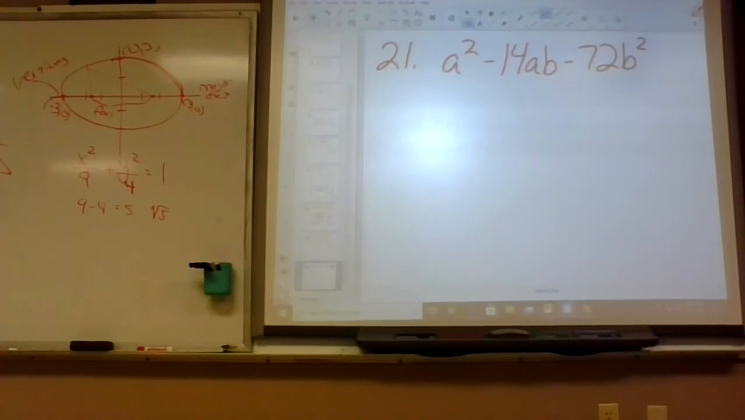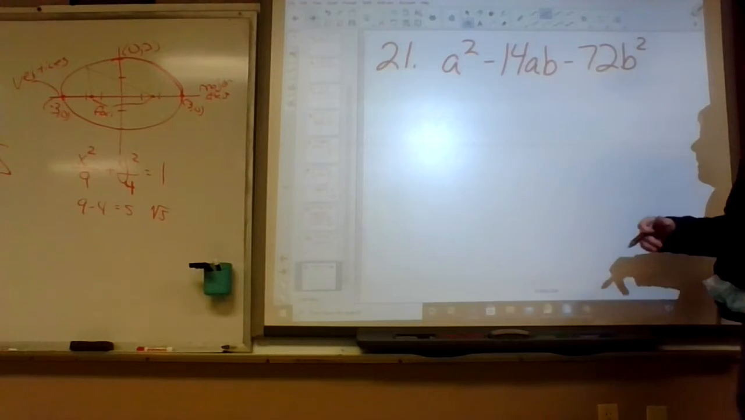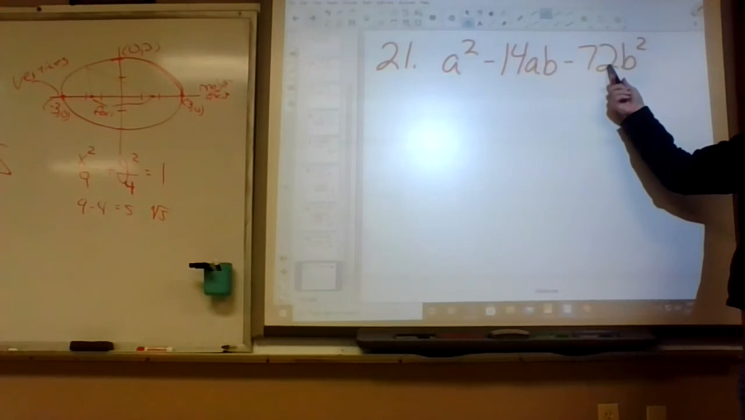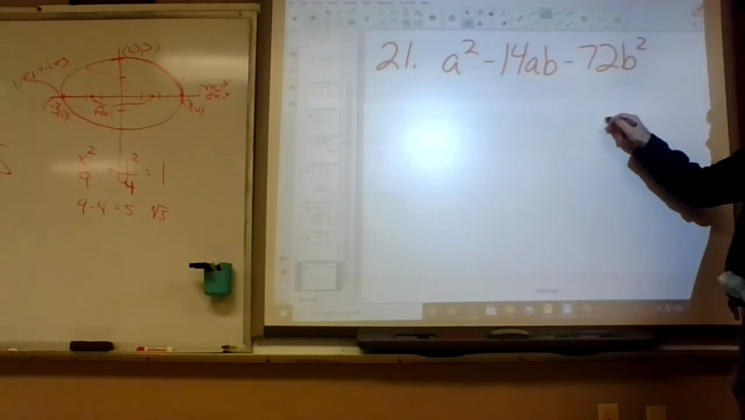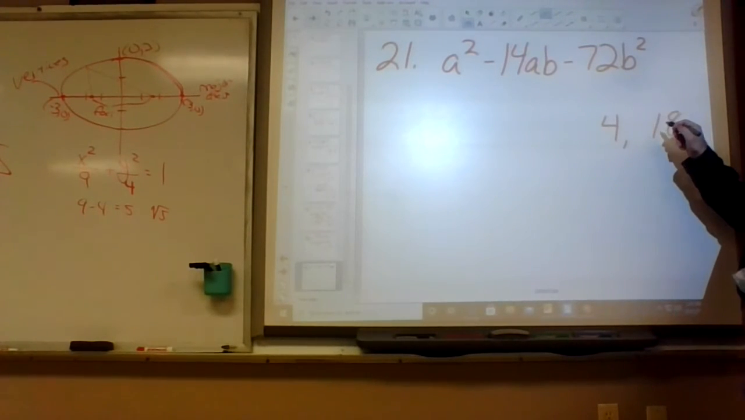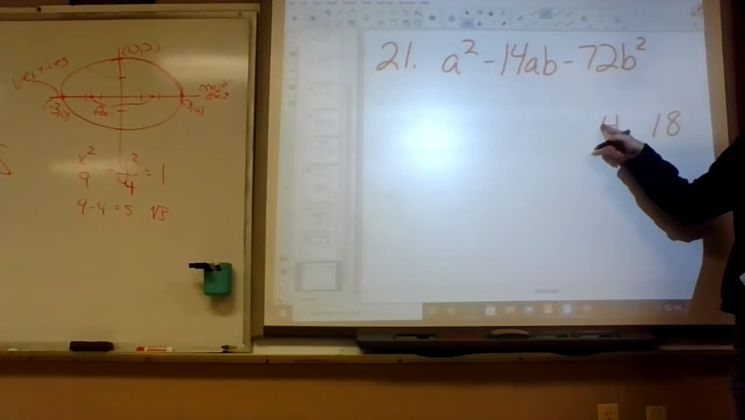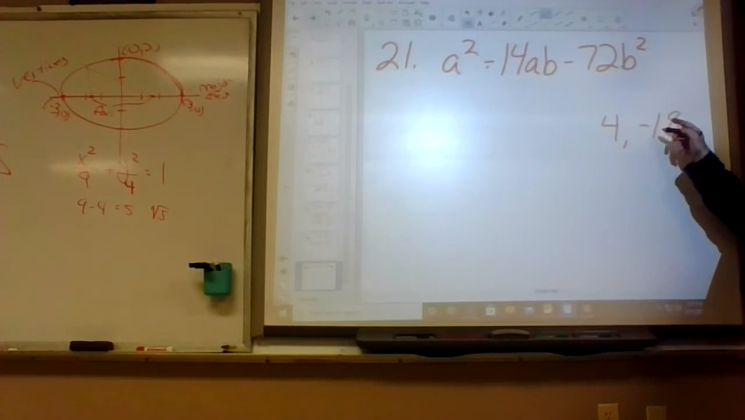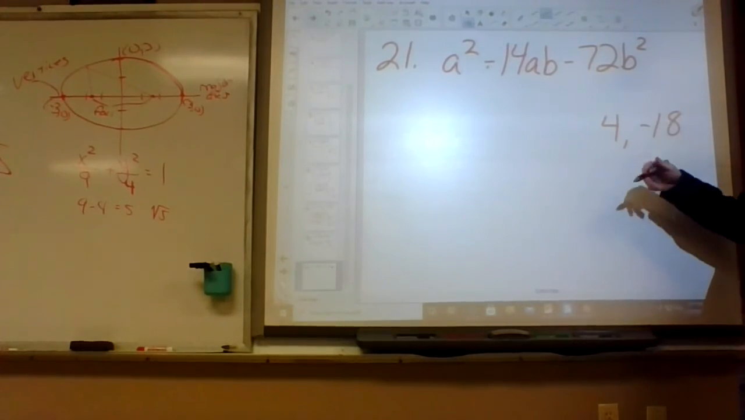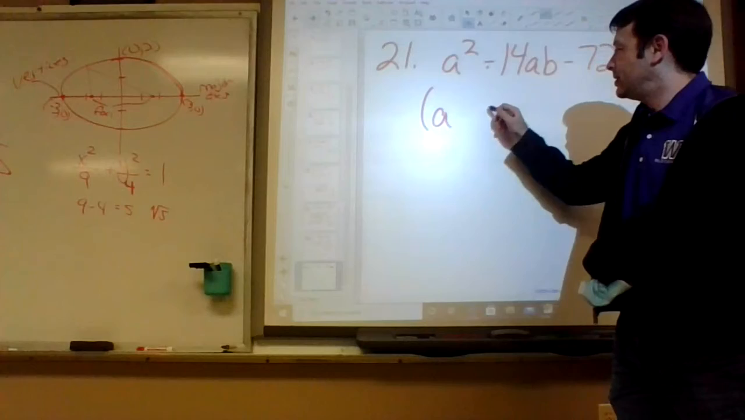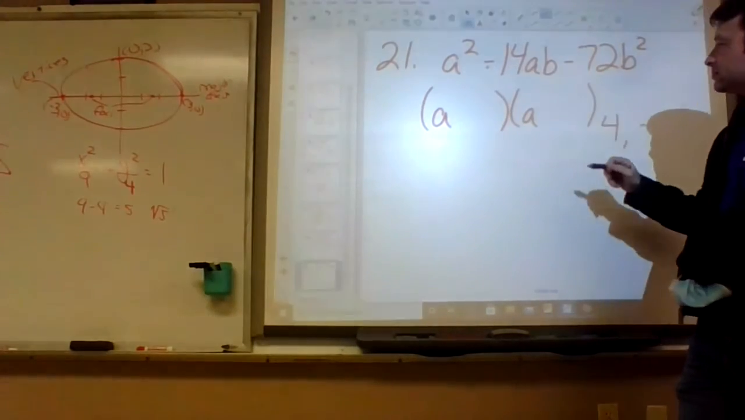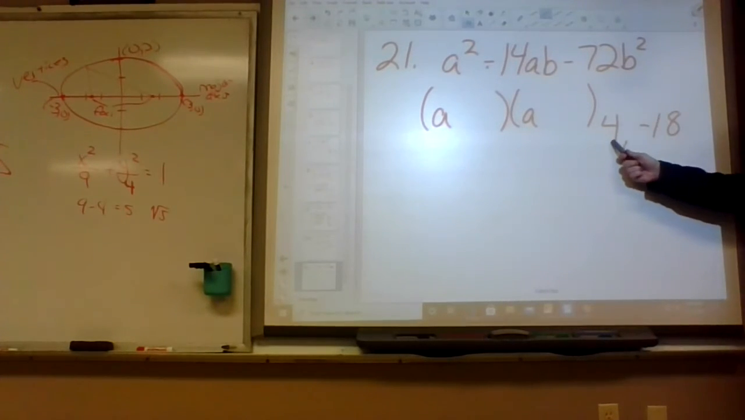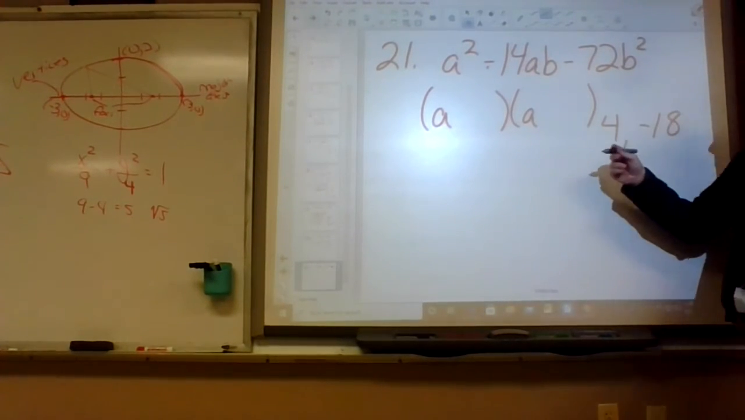Can we get that out of 4 and 18? 18 minus 4 is 14. So we need negative 4 minus 18, or negative 18 plus 4. So a and a, and don't forget the b's. We need a positive 4 and a minus 18.